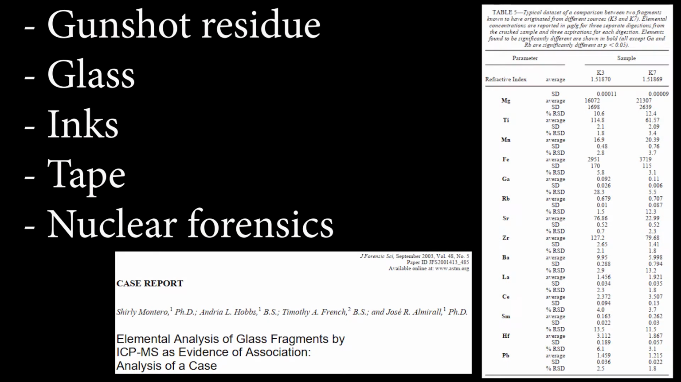These have a lot of uses in trace evidence. When you see them in forensics, ICP has been used for gunshot residue, to determine the presence of gunshot residue. Glass, inks, tape, those are all really important in trace evidence. And then it's going to be particularly important in nuclear forensics, where you're doing compliance or you're trying to determine if people are making illicit radiological or nuclear weapons.